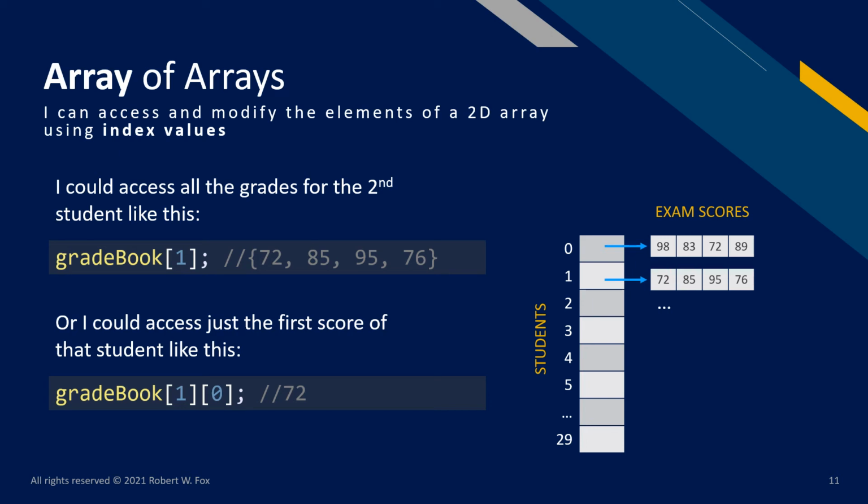My intent with this slide was to help you see the two dimensions sort of separately, if that makes sense. I can just use one dimension and access the entire row, or I can also use the second dimension to access a specific element of that row.